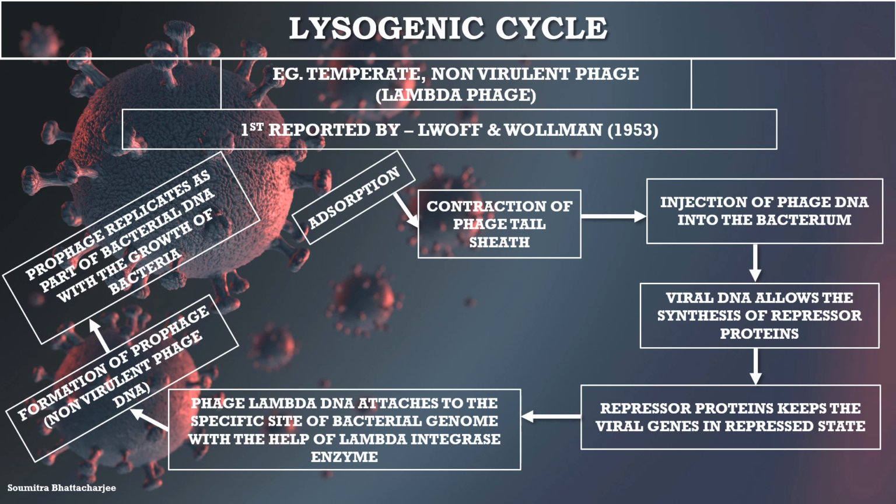This DNA, rather than taking control of the cellular machinery of the host, actually allows the synthesis of a repressor protein which keeps the viral genes in a repressed state. Thus, the phage DNA undergoes a reduction to a temperate or non-virulent state. Now the phage lambda DNA attaches to the specific site of the bacterial genome with the help of lambda integrase enzyme. The phage DNA in this latent, non-virulent form is referred to as the prophage or the provirus, and the bacterium carrying a prophage is referred to as the lysogen. The bacterium continues to grow and divide, and the prophage replicates as part of the bacterial DNA.